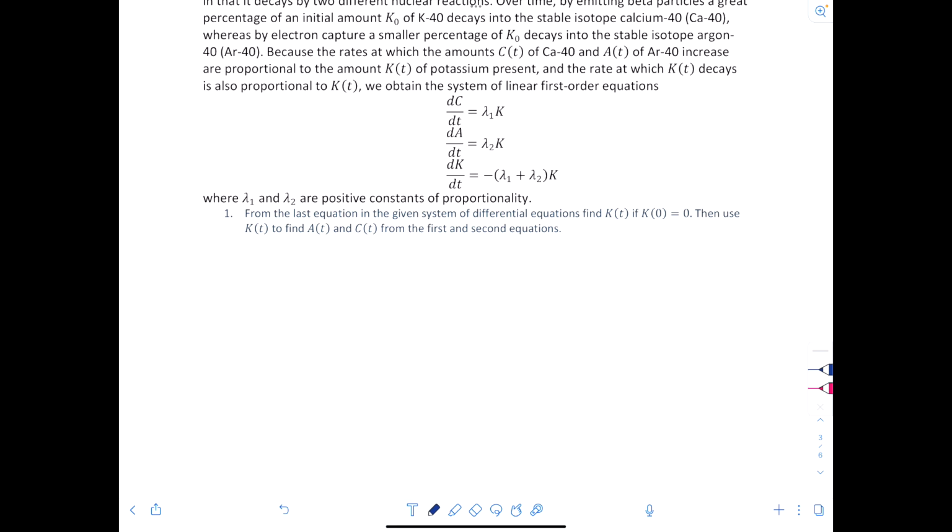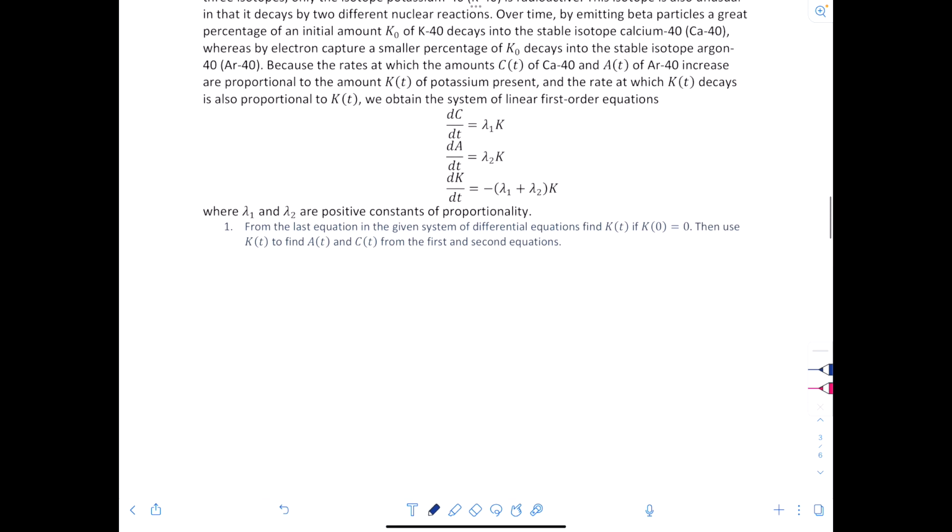So, going from the last equation in this given system, we want to find K(t) if K(0) is K0. Then we'll use that information, K(t), to find A(t) and C(t) from the first and second equations. Good so far? Okay, so let's do this.